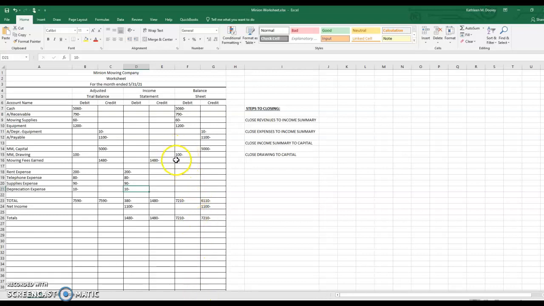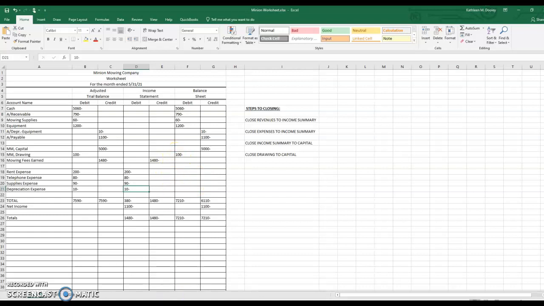You want to make sure that drawing and capital are both in this sentence. You want to make sure you never close capital. So you don't want to look at this capital and say, oh, well, I'll just close it. No, you're only closing drawing into the capital account. You are never closing the capital itself.